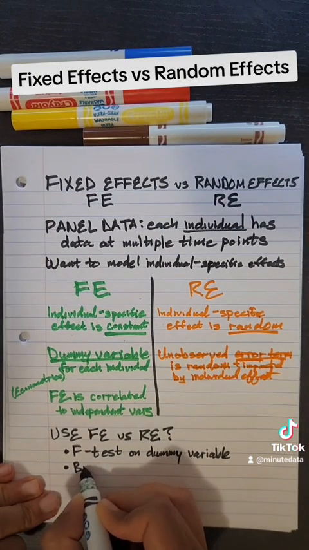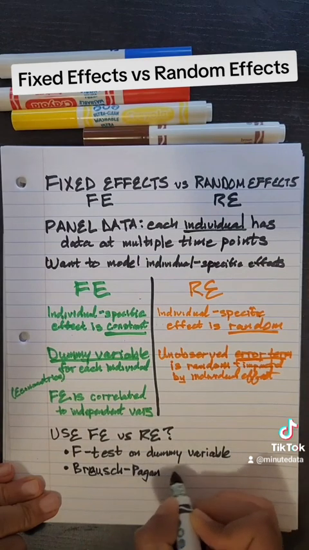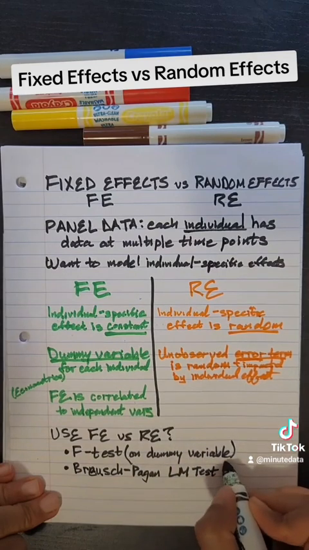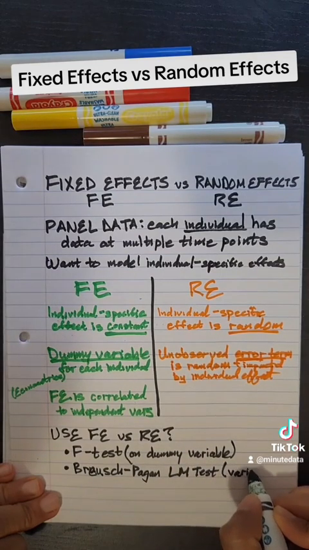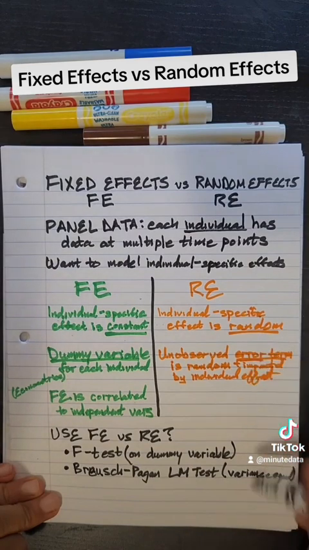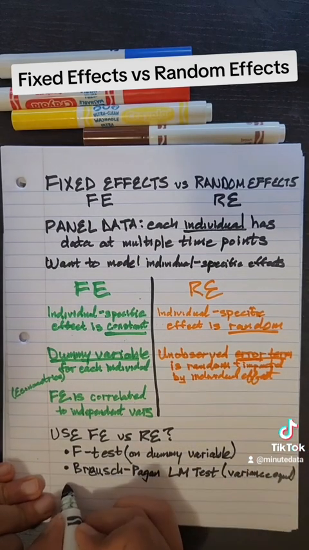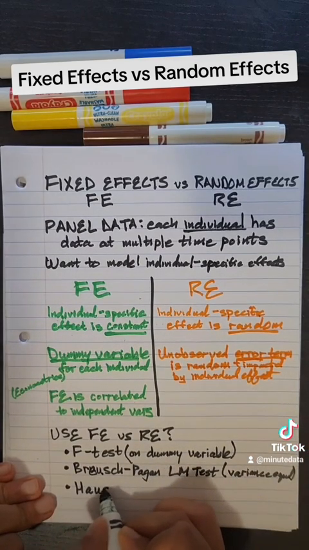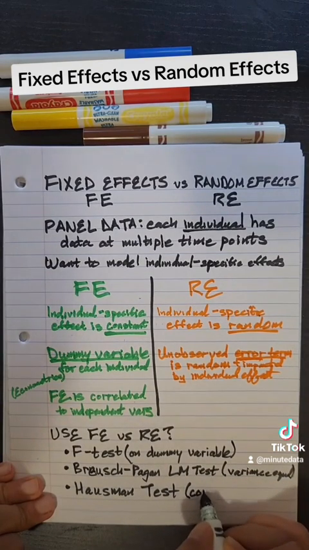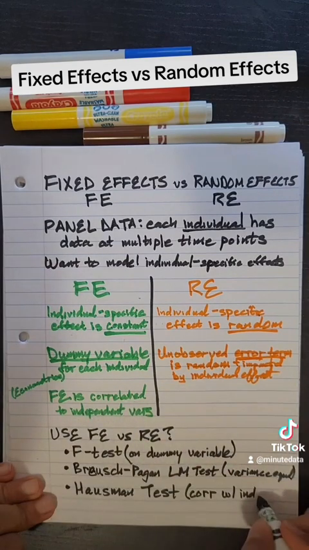Another one is the Breusch-Pagan Lagrange multiplier test. That's a mouthful. This is testing whether the variance is equal. Again, are they having equal variance, or is that variance, that error term, actually impacted by individual effects? And then finally you have the Hausman test, which tests the correlation with the independent variables.